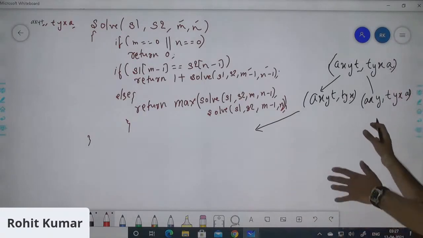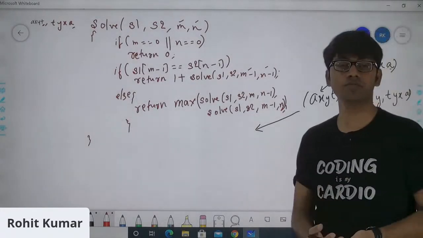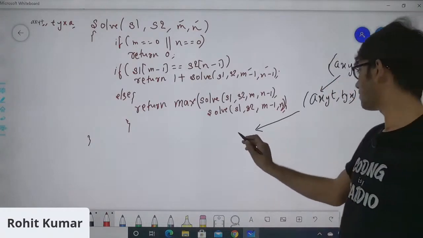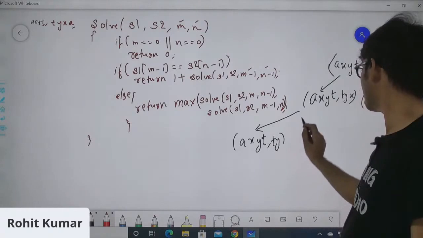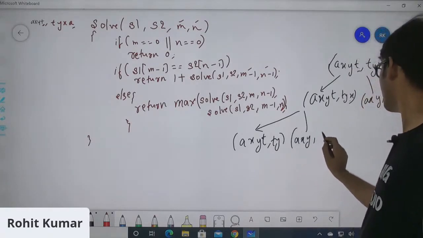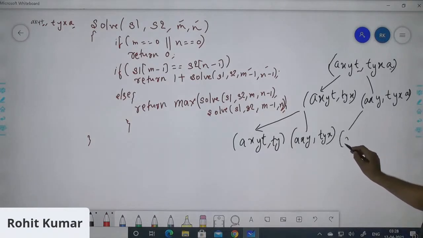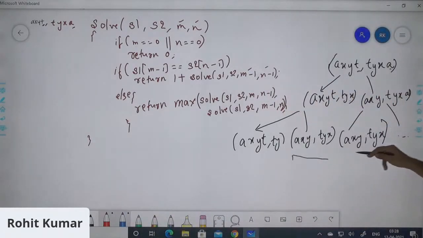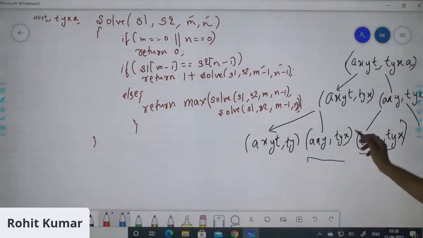Let's proceed further. I'll show a place in this recursive tree where your smaller subproblem will occur at more than one place. We will be calculating the same smaller subproblems again and again. That is the place where we are going to optimize. So let's have a look. Now again this will become m comma n minus 1. So this will be m comma ty, and this will be m minus 1 comma n. So this will be ayx. This is tyx. Sorry, axy and tyx. Similarly, this will be m comma n minus 1 and so on. If you carefully observe, these two subproblems are the same, and we are calculating them two times again and again.